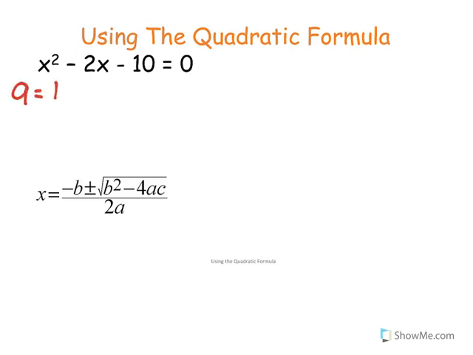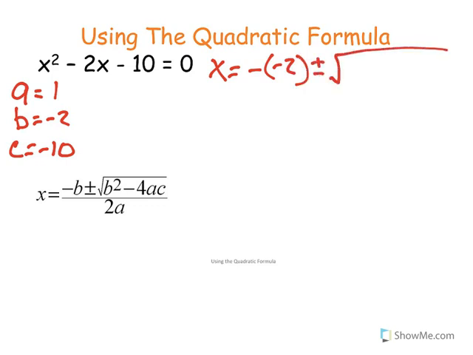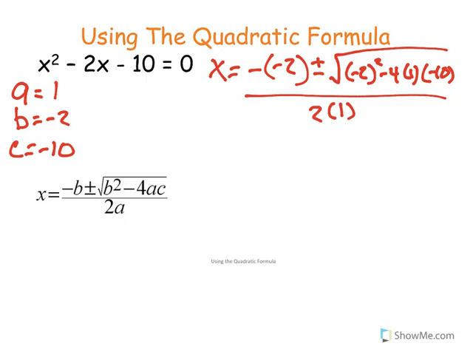So a is equal to 1, b is equal to negative 2, c is equal to negative 10. So when I use my quadratic formula, I get x is equal to negative 2, plus or minus, right, the square root of b, which is negative 2 squared, minus 4 times a, which is 1, times c, which is negative 10. And that's all going to be divided by 2 times a, which is 1.